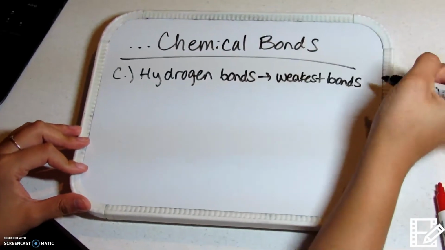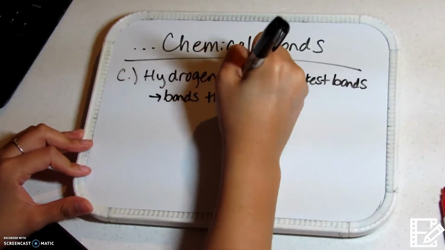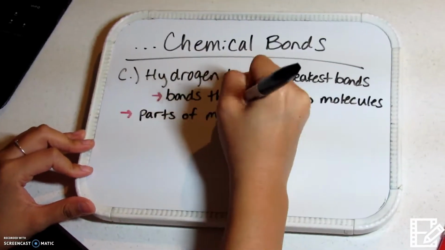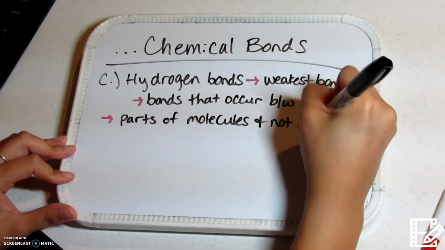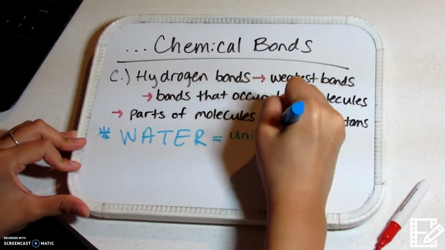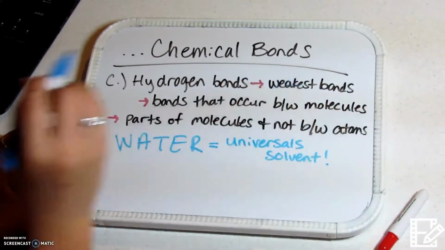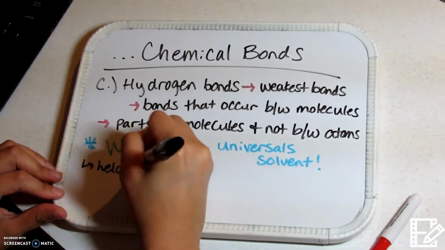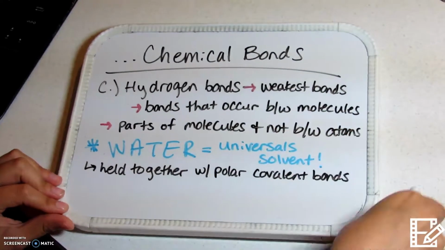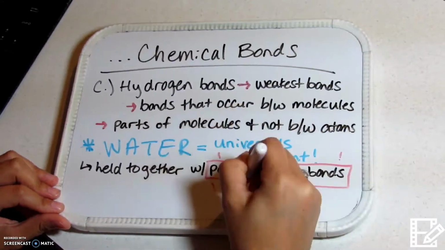The next part of the bonds are hydrogen bonds. These are the weakest bonds. They're the bonds that occur between molecules, parts of molecules, and not between atoms. Water is called the universal solvent, held together with polar covalent bonds, dissolves polar and ionic.